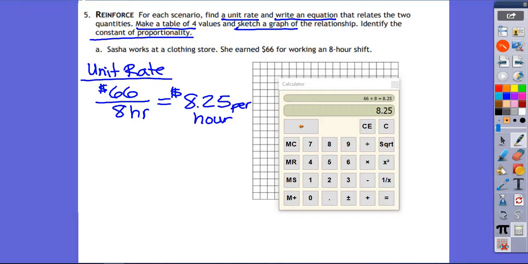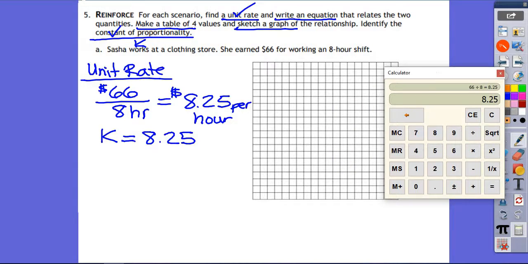My unit rate is also my constant of proportionality, my K. So K is the same as unit rate. Well, what did I get for unit rate? $8.25. So my K value is also $8.25. K stands for constant of proportionality. So far, I've done unit rate, check. Constant of proportionality, check.